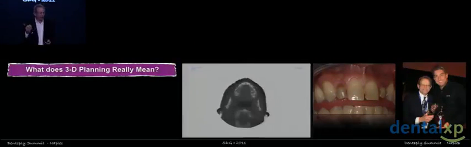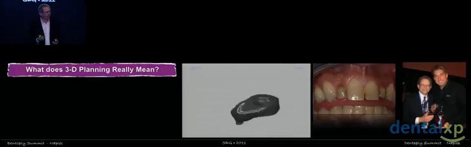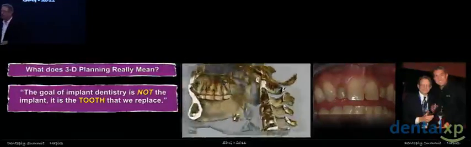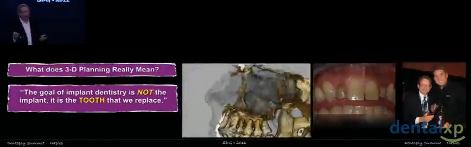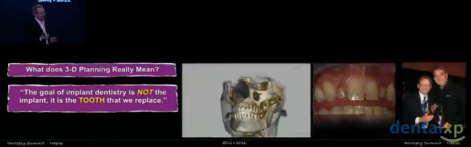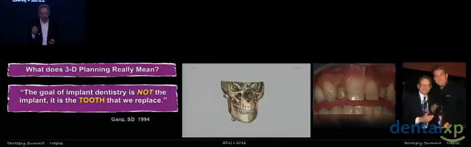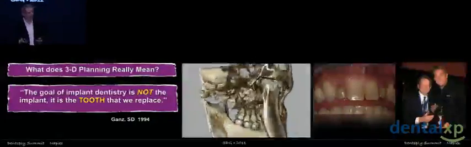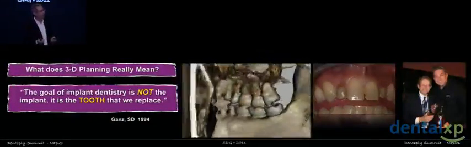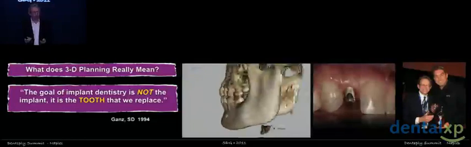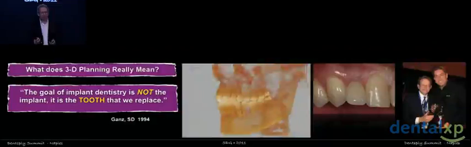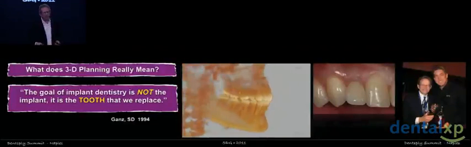But to me, what 3D planning means is not a bunch of beautiful pictures. It's not a bunch of wonderful illustrations, but it's understanding that the goal of implant dentistry is the tooth that we're replacing. And we've seen some beautiful examples of that already. If we don't understand how to utilize digital technology to know where the tooth is supposed to be, to understand where those anatomical landmarks are, then we're not going to be able to thrive. We're not going to be able to replace all of the entities that are missing and have a very nice cosmetic and aesthetic result.